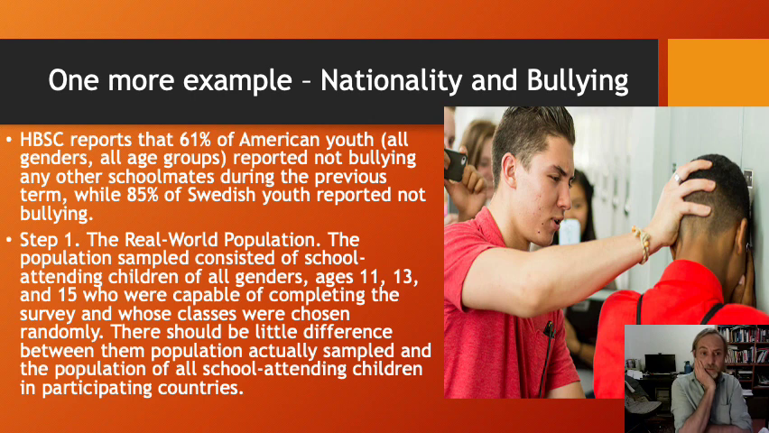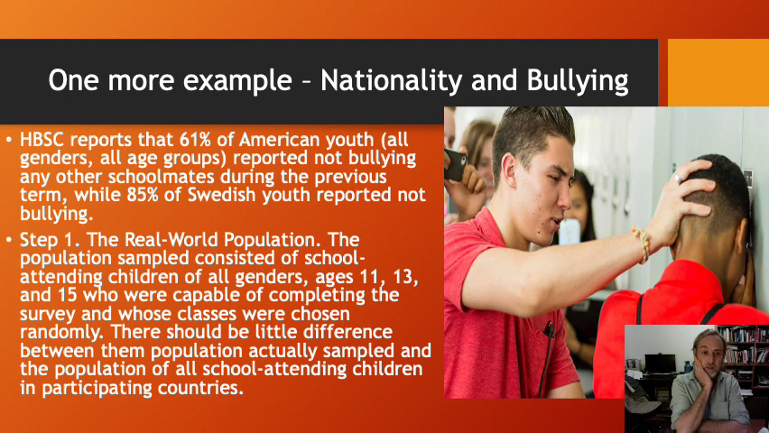The survey also reports 61% of American youth, and this is all genders, all age groups, reported not bullying any other schoolmates during the previous term. Whereas 85% of Swedish youth reported not bullying. Why they frame this in terms of not bullying as compared to bullying, if I looked at the data, maybe it's because bullying is split up into different things or something. But anyway, this is how they frame it. It's fine. That's a perfectly good way of framing it, right?